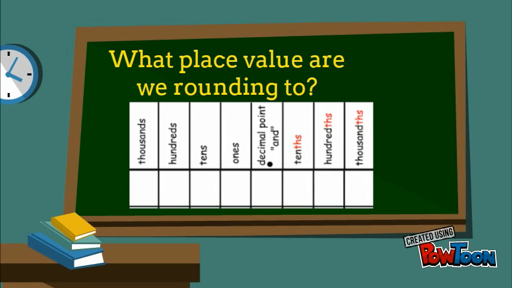What place value are we rounding to? As you see, there's a place value chart and there's a decimal in the middle. If you look to the left, it shows the ones through the thousandths place, and to the right of the decimal is the tenths, hundredths, and thousandths place.